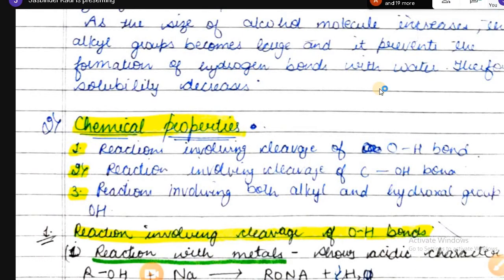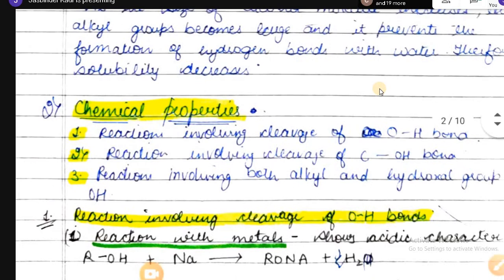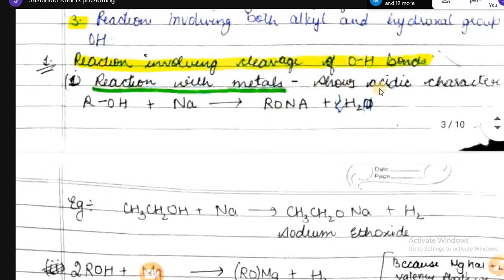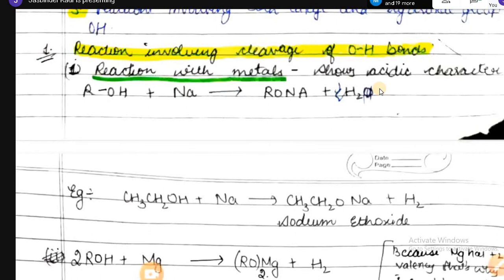So, we start with reactions involving cleavage of the OH bond, that is reactions in which acidic character is shown. First is reaction with metals, like sodium. When sodium reacts with alcohols, hydrogen gas is released and RONa forms. The a must be small, that is R capital, O capital, N capital, a small, and it is sodium alkoxide. If we take a particular example like ethanol with sodium, it gives hydrogen gas and sodium ethoxide.